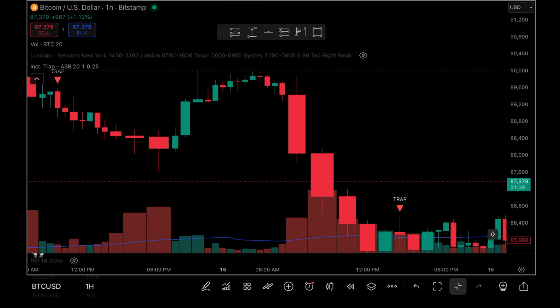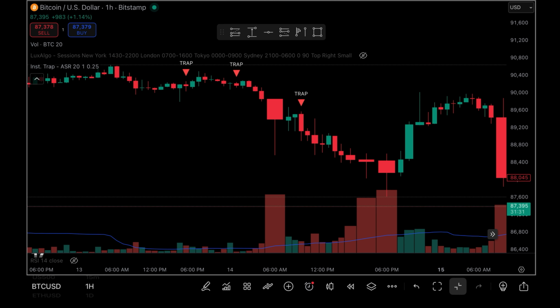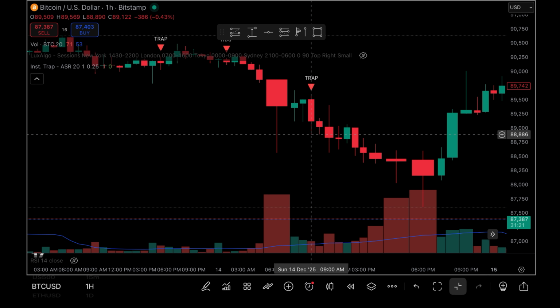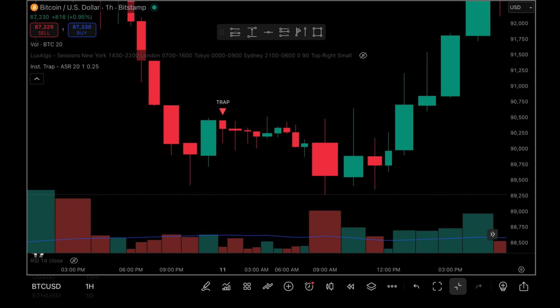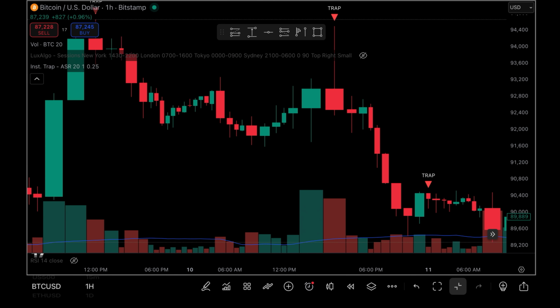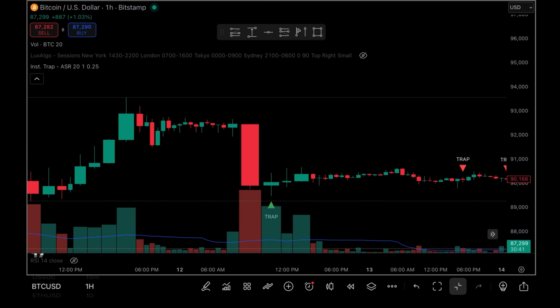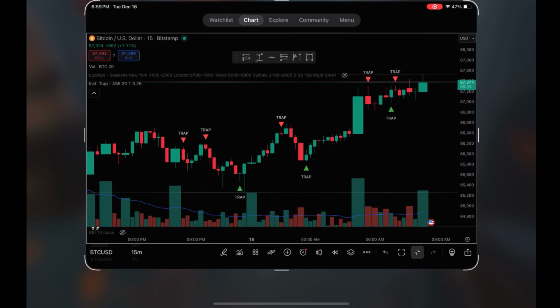When I backtest those, the signals don't come as often, but they're cleaner. You can clearly see where institutions might be trapping traders before the bigger move plays out. Again, this is just me testing and observing, nothing more than that.